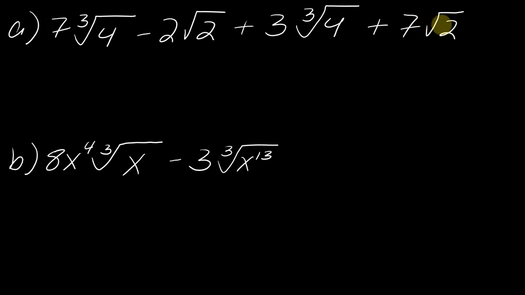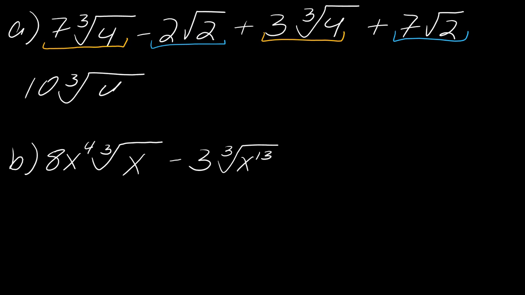So this first problem is a nice straightforward one. I like this one because you don't have to simplify anything. You literally just have to identify your like terms. So this and this are like radicals, while this and this are like radicals. So 7 plus 3 is 10, so this will be 10 times the cube root of 4. And then negative 2 plus 7 is 5, so this will be 5 times the square root of 2.